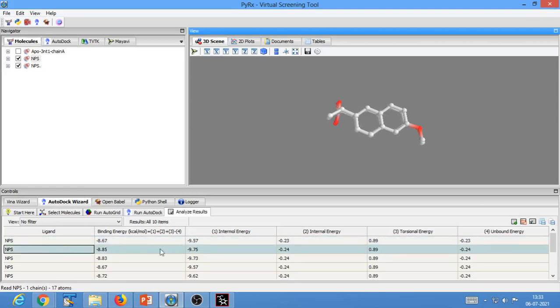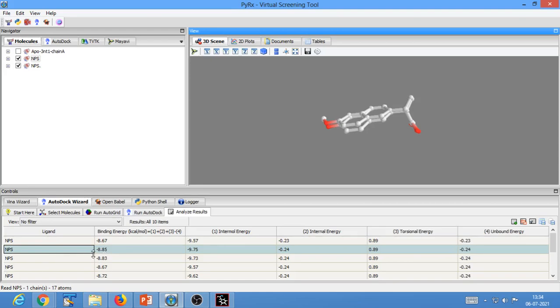But when we move on to the next result, you can see that this pose is almost identical, or almost similar, to the crystallographic pose. There is only a slight difference. दिख रहा है यहाँ पर? Fortunately, this pose, which is highly similar to the crystallographic pose, ends up having the best binding free energy. Lower is the binding free energy, higher is the affinity.